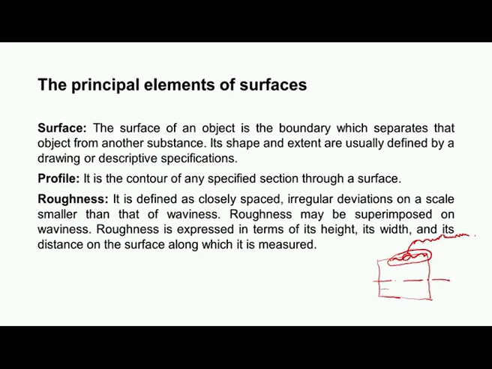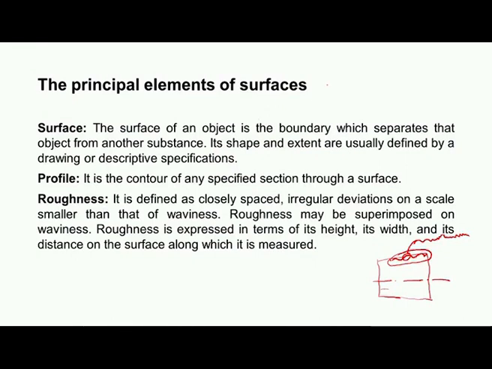That means the profile consists of all the elements, like the form error of the workpiece, the wavy surfaces, and the roughness of the surface. Its total contour is known as the profile, and roughness is the closely spaced irregular deviations on a smaller portion of waviness as considered here.